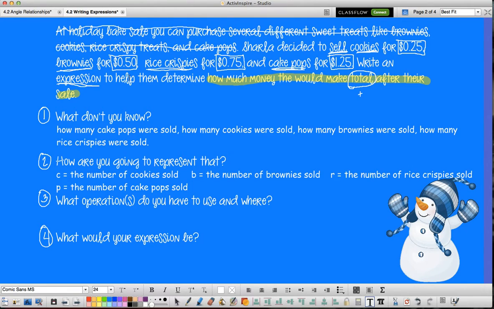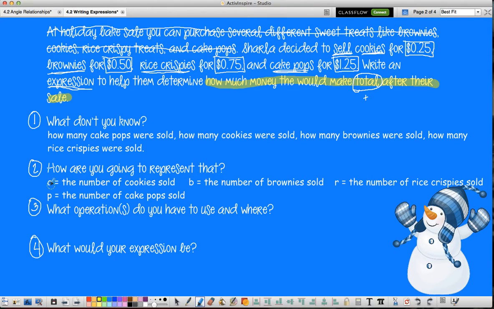much money we made total on each of the things, we would have to take the number of brownies sold and multiply it by 50 cents. So if I sold 2 brownies, I know I made $1. But I don't know how many brownies I sold, so I'm actually going to use my variables. I'm going to use the C and put it with the 25 cents because cookies were worth 25 cents. I'm going to use the B and put it with the 50 cents because brownies were 50 cents each.